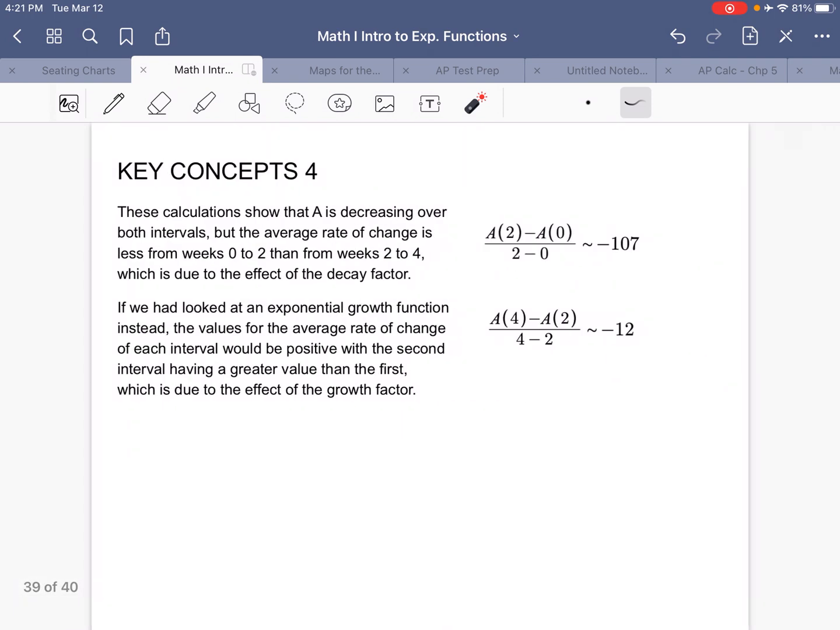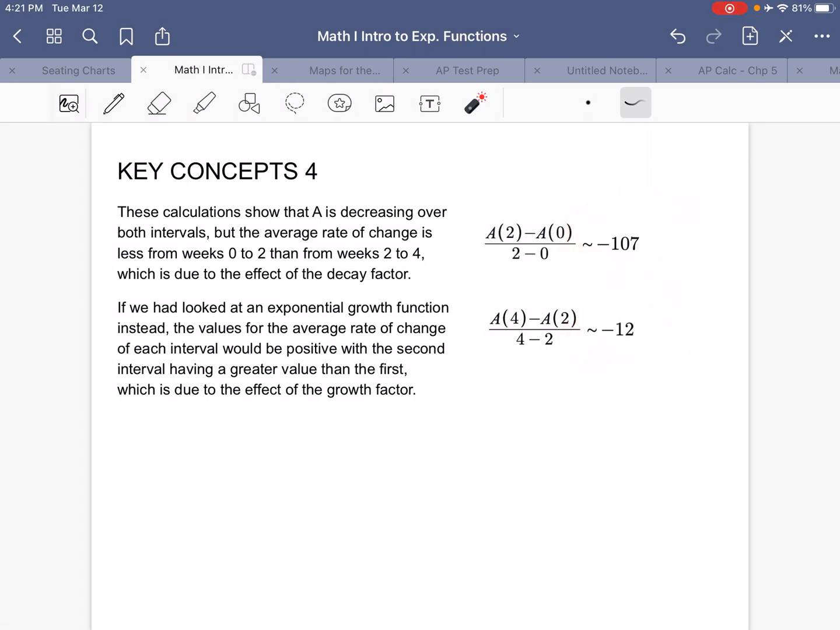Now that's kind of interesting, because if you look at this, the calculations show that A is decreasing over both intervals because the average rate of change is negative. However, it's a bigger number, but it's a bigger negative. It's decreasing more in the first 2 weeks than in the next 2 weeks. The average rate of change changed. It's definitely not linear, and it actually got to a smaller negative value. So it's shrinking faster here than it is here.